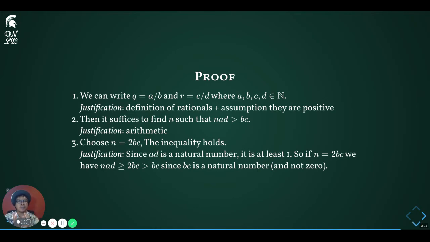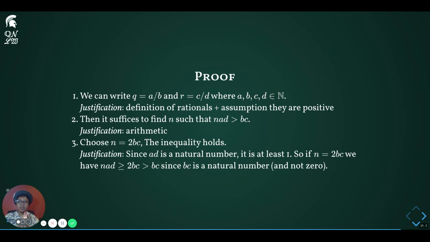Step 2. After plugging in the expressions for Q and R into the desired conclusion, nQ is bigger than R, and performing some arithmetic, we see that it is enough that n satisfies n times AD is bigger than BC.